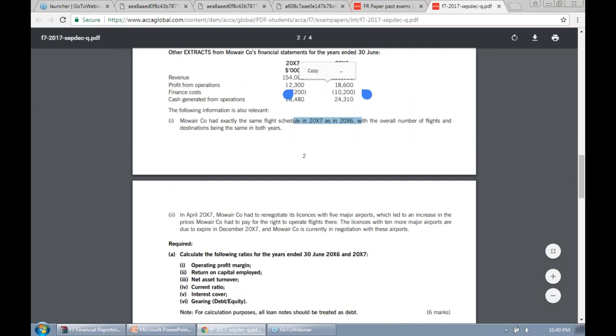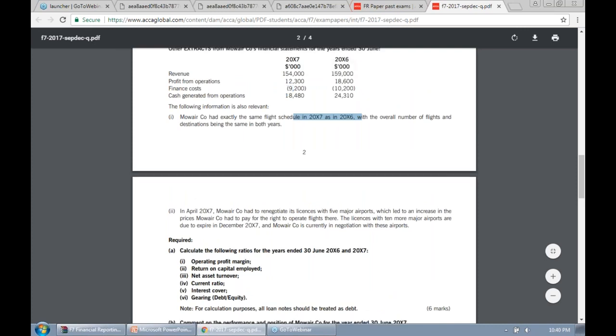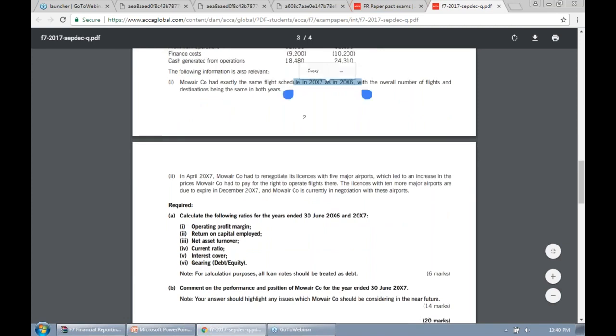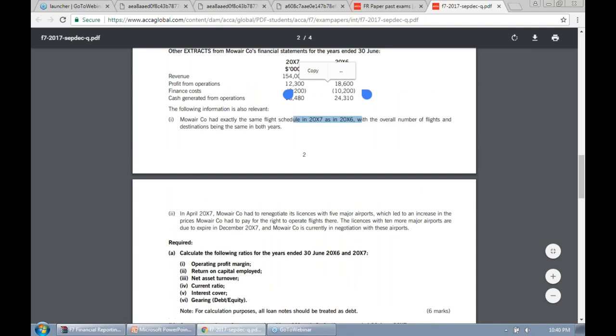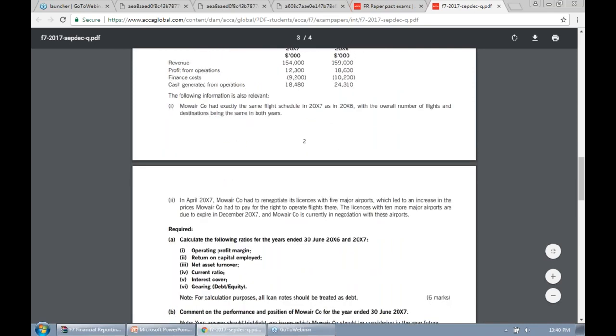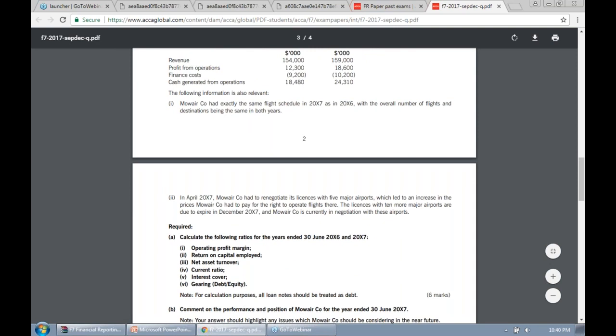With an overall number of flights and the destinations being the same for both years, it might be the reason that the company has reduced the price in order to maintain its existing market share, or the capacity has reduced. The occupancy of the airline has reduced substantially.